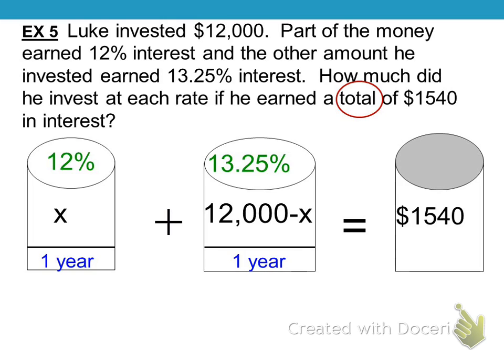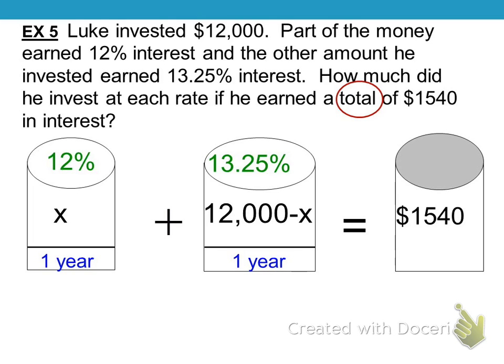So when you have a total, the total that's invested, then it's always going to be something minus it. If you're looking for the 2 amounts, like how much went here, how much went here, you call one X, you call the other one the total minus X. Okay. Now we can write an equation.